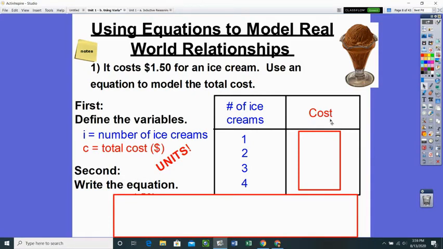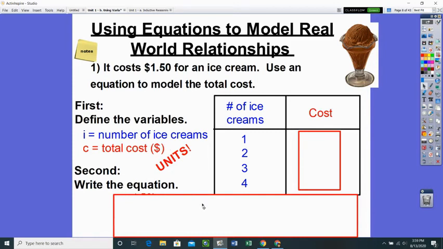Now here comes another convention. I not only have to define my variables, but if it has a unit like money, dollars, cents, if it has a length unit like meters, or a time unit like seconds, you have to put your units in the definition. So basically what you're saying to everybody is, yo, everybody, I'm going to write a function rule. And when you look at that rule, when you look at that equation and you see an I, that stands for the number of ice creams. And when you see a C, that's the total cost. And we're talking about dollars, not euros, not yen, or some other foreign currency. So your variables have to be defined as to what they represent, and your units need to be in there.